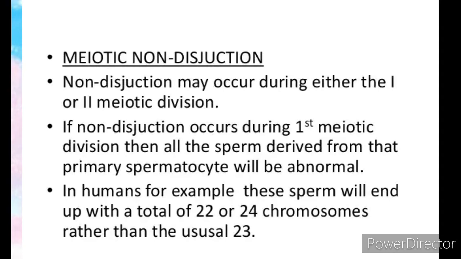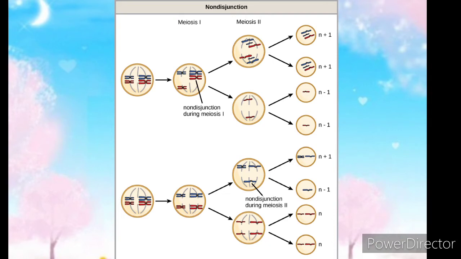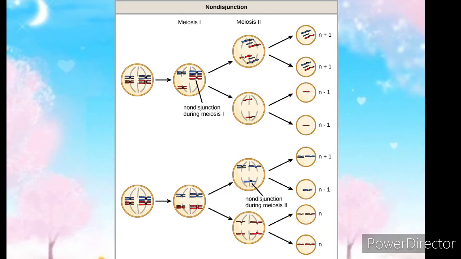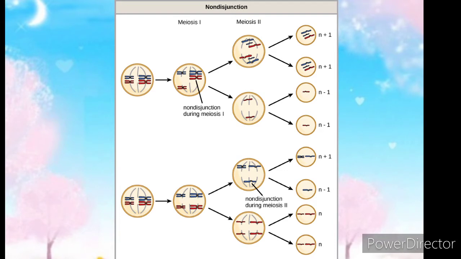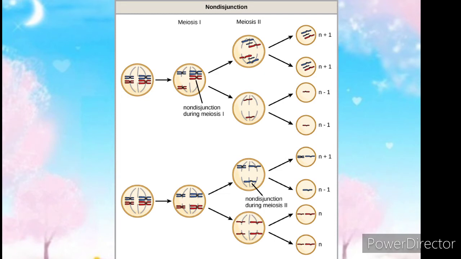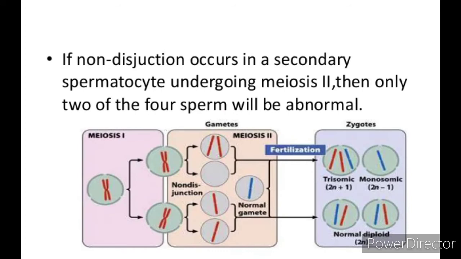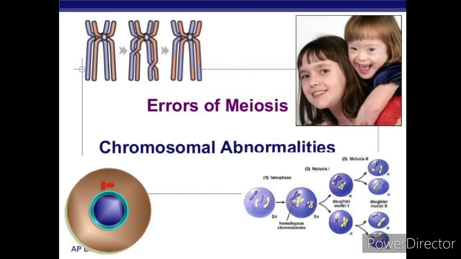rather than the usual 23. In that figure, in meiosis, each gamete has one copy of each chromosome. Nondisjunction occurs when homologous chromosomes in meiosis 1 or sister chromatids in meiosis 2 fail to separate during meiosis. If nondisjunction occurs in a secondary spermatocyte undergoing meiosis 2, then only 2 of the 4 sperm will be abnormal. Next, we discuss the errors of meiosis, the chromosomal abnormalities.